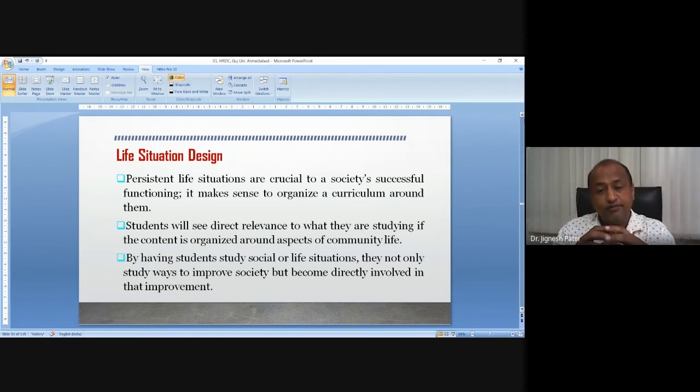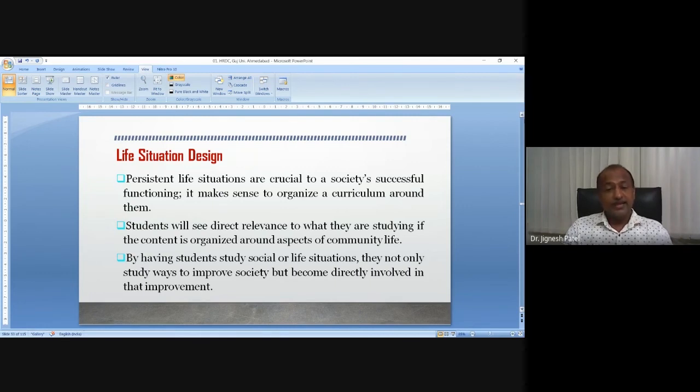We have to take examples or instances from the society or life situations that give knowledge of the society and how the society is functioning. That is very much important. That's why life situation design is very much important, particularly in arts, so they get an idea about how the life of an ordinary man is going on.